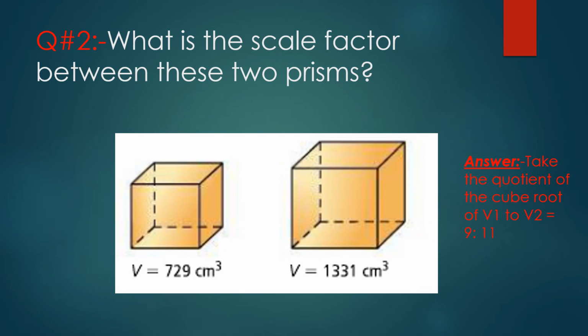So volume 1 is 729 centimeters cubed, volume 2 is 1331 centimeters cubed. Just by taking the cube root of the quotient of V1 to V2 will give you 9 to 11.